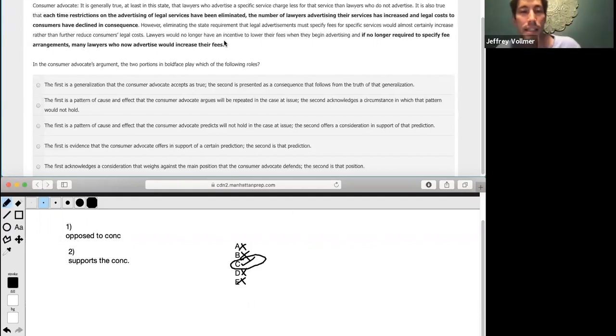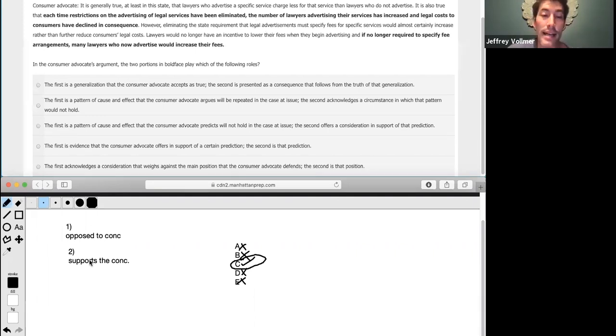All right, so the process here is to find the conclusion. All right, yes, I know there's boldface. Remember, the boldface lines may not contain the conclusion. They might relate to the conclusion in some way. They're not necessarily containing the conclusion themselves. So what we find is the conclusion or the prediction is that eliminating the state requirement would actually increase fees for consumers. And here's the support. Lawyers who now advertise would increase their fees. So this supports why this prediction would come about, which is in opposition to what's happened in the past. Each time restrictions have been eliminated, the number of lawyers advertising has increased and actually legal costs have gone down. So these are in opposition.